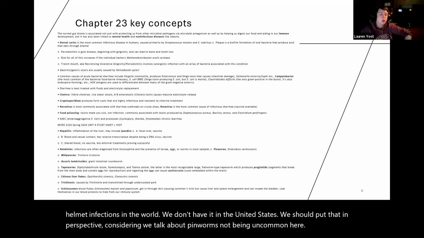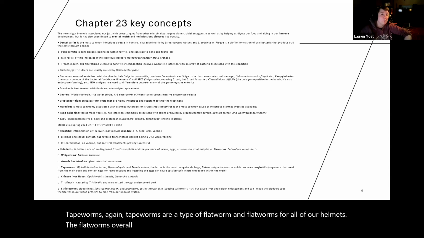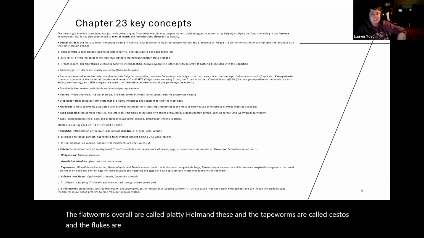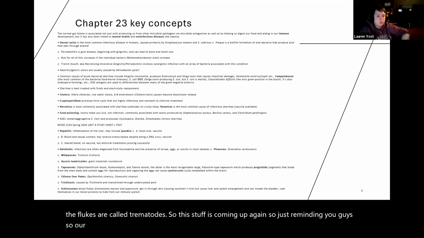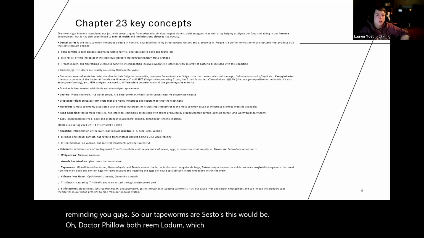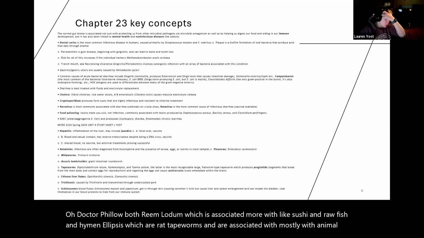Tapeworms are a type of flatworm, and the flatworms overall are called platyhelminthes, and the tapeworms are called cestodes, and the flukes are called trematodes. So you know this stuff is coming up again, so just reminding you guys. So our tapeworms are cestodes. This would be Diphyllobothrium latum, which is associated more with sushi and raw fish, and Hymenolepis, which are rat tapeworms and are associated mostly with animal populations, so people can get them as well.